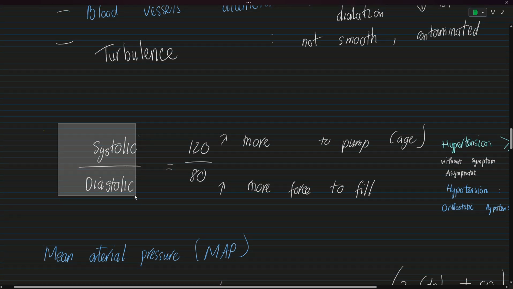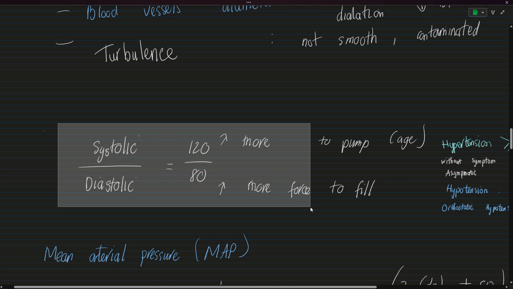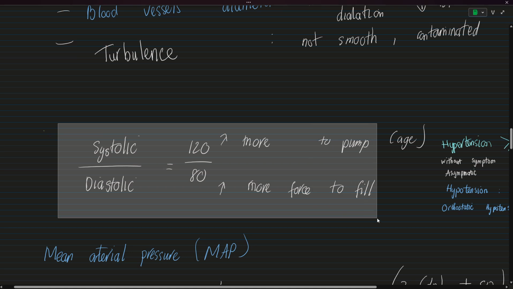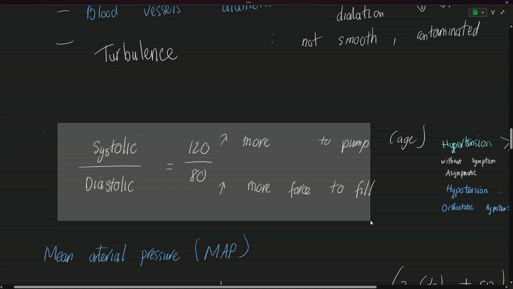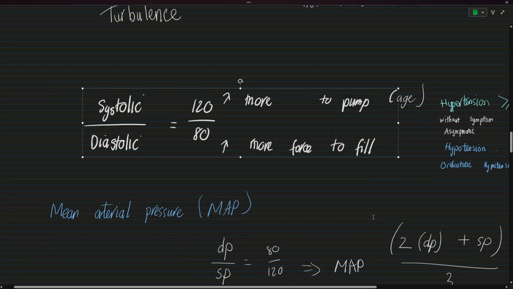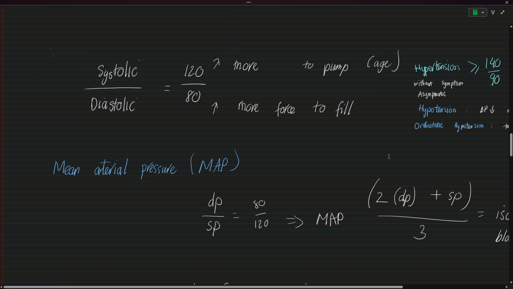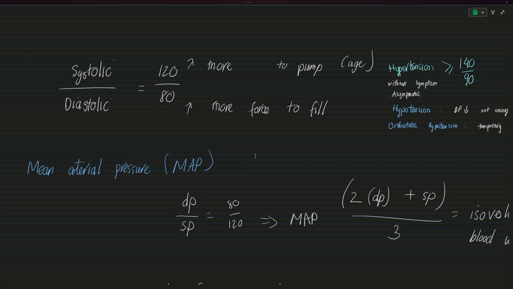And we have systolic over diastolic. Again, systolic is when the ventricle pumps, and diastolic is when the ventricle relaxes and doesn't do anything. That's why the atria pump for the ventricle. And when you have over 120, that's hypertension, and lower than 120 is hypotension.